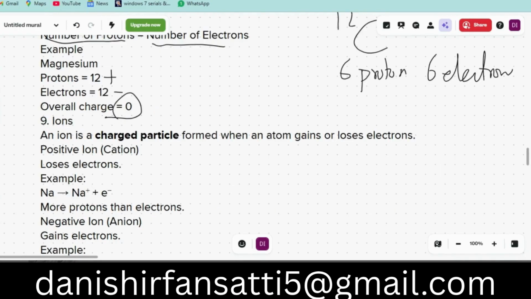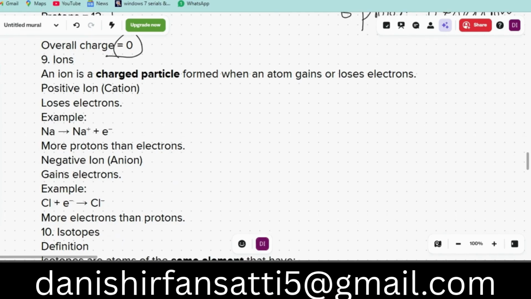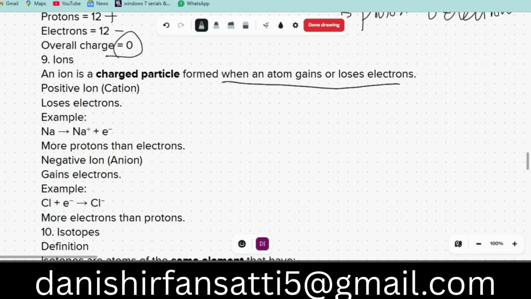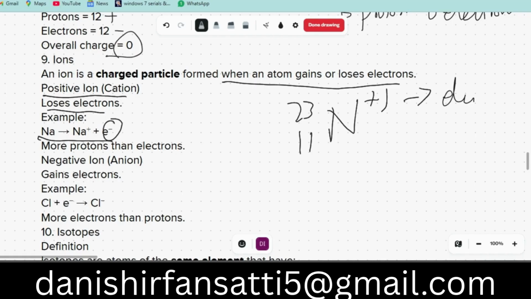So now we are going to talk about an ion. An ion is a charged particle. This happens when an atom gains or loses electrons. So if it loses electrons, it is a positive ion. For example, sodium loses one electron. Now sodium has 11 protons, whereas it loses one electron, so it has 10 remaining electrons.